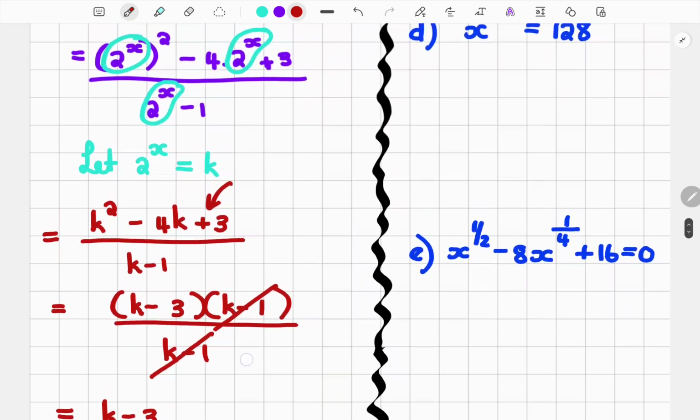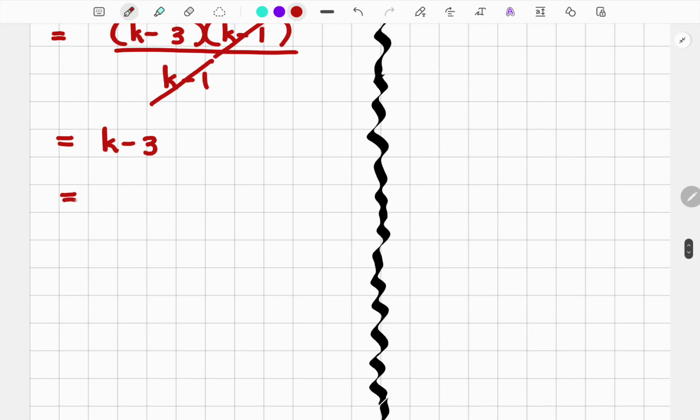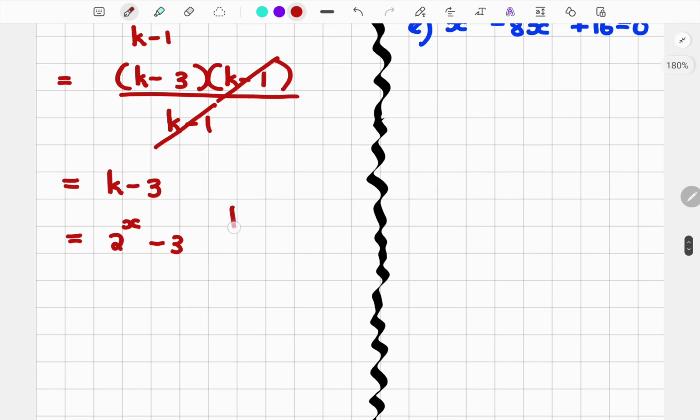Okay, don't get glad, you're not done yet. You first need to go and replace that k was 2 to the power x. So 2 to the power x minus 3. And that is your final answer.